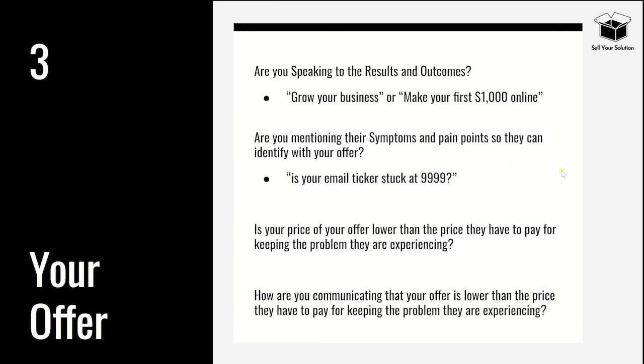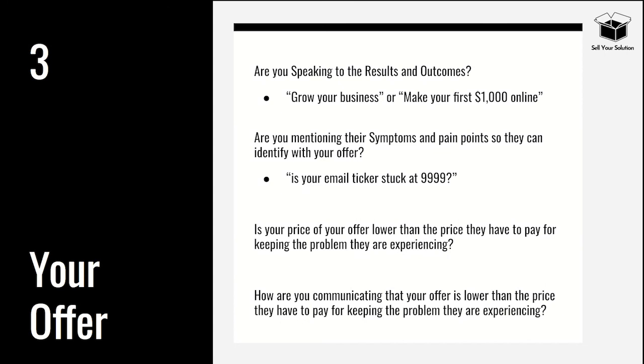So here's a little checklist that I really want you to go over one by one. We'll have this later in the worksheets as well, but I just want to give you examples here. First one, are you speaking to the results and outcomes? This is a really crucial one. So are you, for example, saying, hey, I help you grow your business? Or are you saying, let me help you make your first $1,000 online?